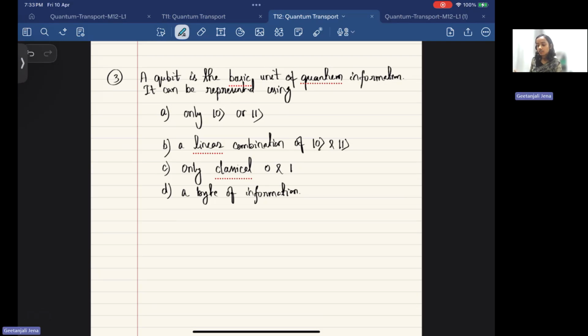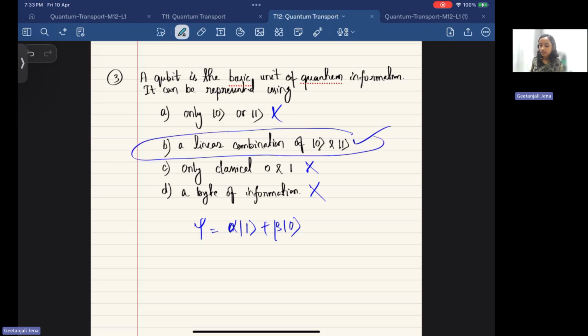Question number 3, a qubit is the basic unit of quantum information and it can be represented by option A, only 0 and 1 state, which is not correct. Option B, linear combination of 0 and 1 state, which is correct. Option C, only classical 0 and 1 state. This is not the case. Option D, a bit of information, which is not the case. And if you recall, we can represent psi, if we have 0 and 1 state, as some linear combination of alpha 0 and beta 1. So the correct answer is option B.